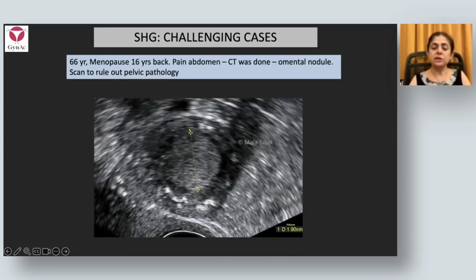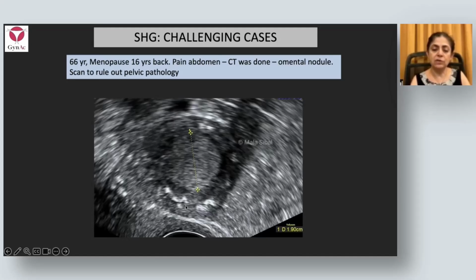Now, this was a 66-year-old lady who did not have postmenopausal bleeding, but she had pain abdomen. A CT scan had showed an omental nodule, and she was found to have a thick endometrium, and she was sent for evaluation. And with such a thick endometrium in a patient who already had an omental nodule, we were definitely concerned about malignancy. So the endometrium was about 19 millimeters thick.